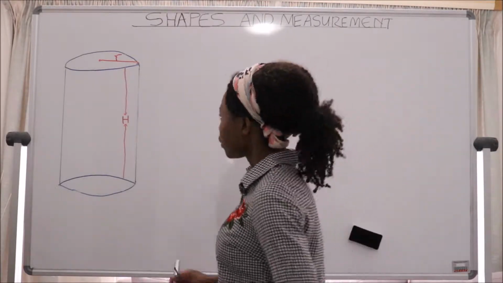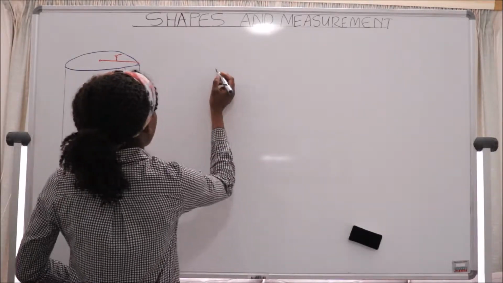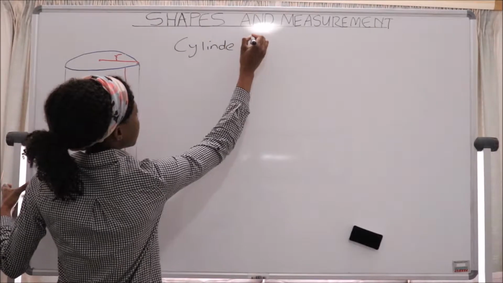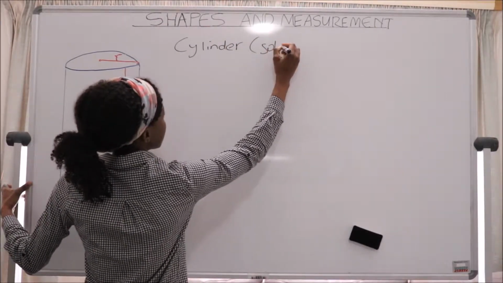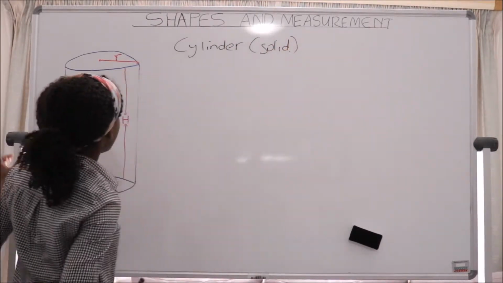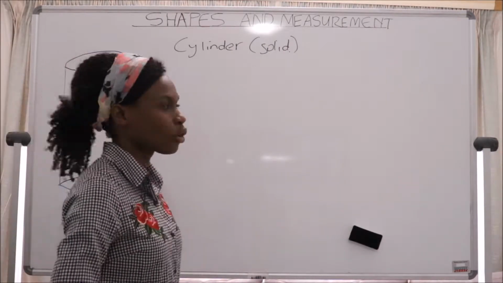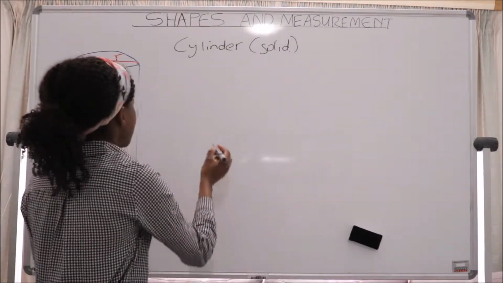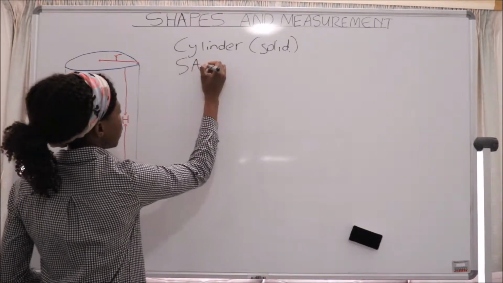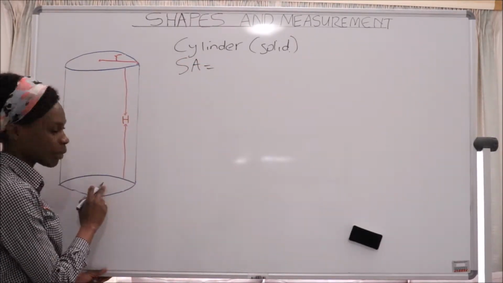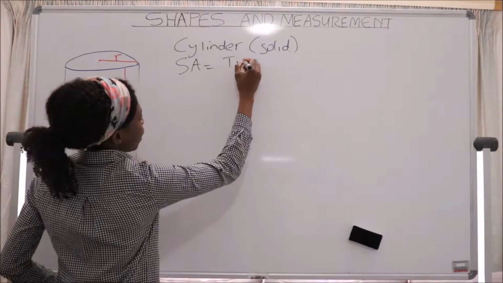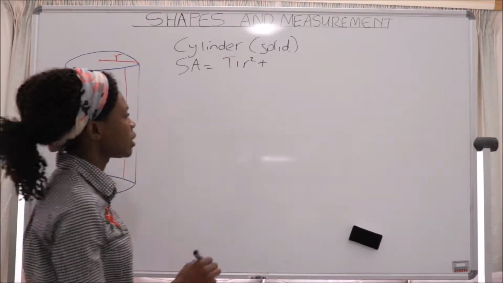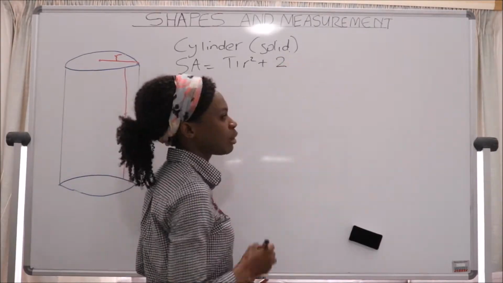In this case, the area of the rectangle is equal to the circumference of the circle multiplied by the height of the cylinder. If a cylinder is a solid cylinder, that means it has been closed in both ends, closed at the top and also closed at the bottom. So the surface area will be equal to the area of the bottom circle, which is pi r squared, plus the area of the rectangle, which is the circumference of the circle multiplied by height.